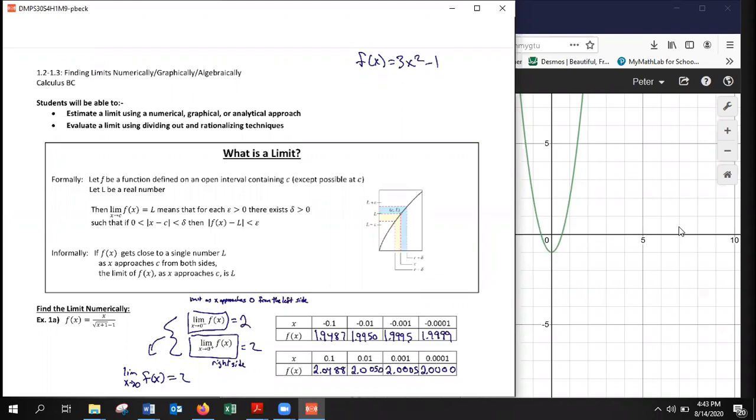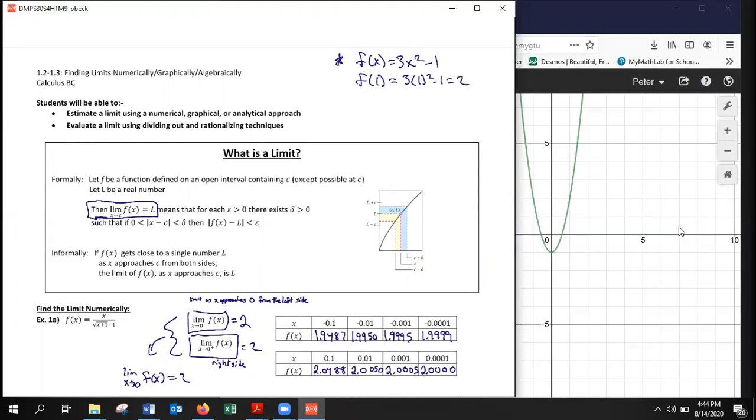When we talk about limits, what you first learned in pre-calculus was really how to find limits at certain points. And that's using this kind of notation right here. This is read as the limit as x approaches c of f of x equals L, meaning the limit of our function as we approach a certain x value is some number. Specifically for the function that I have up here, f of x equals 3x squared minus 1, f of 1 is going to be 3 times 1 squared minus 1, or 2.